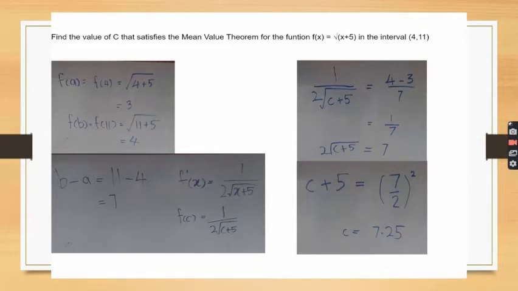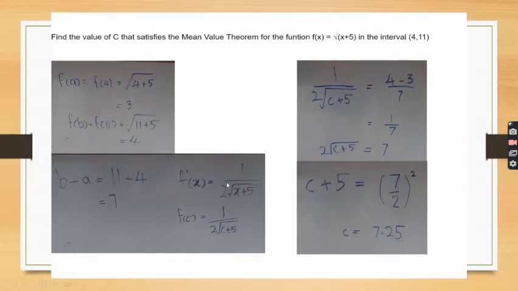Firstly, we need to find f(a) and f(b) using the equation f(x) equals square root of x plus 5. And we get f(a) equal to 3 and f(b) equal to 4. Now we move to the next step, that is b minus a. We know that a is 4 and b is 11, right? We should be careful in this step because most students accidentally make a mistake by using f(a) and f(b) in this equation. For b minus a, we get 7.